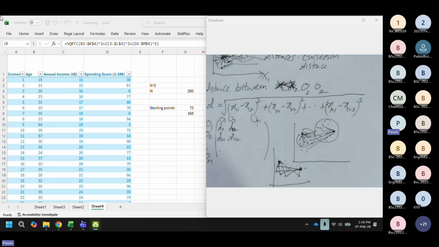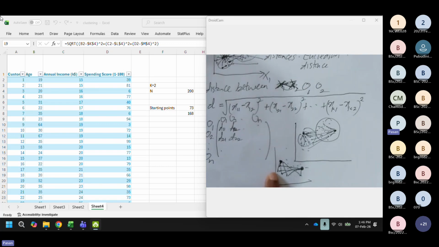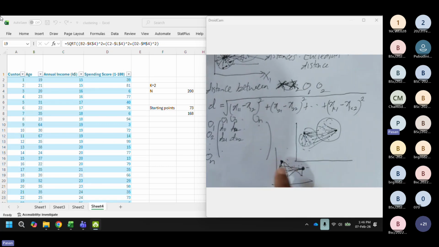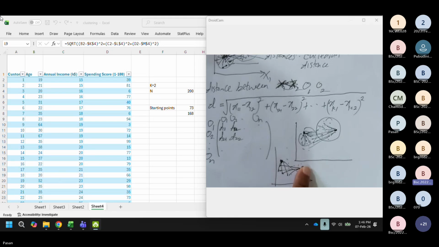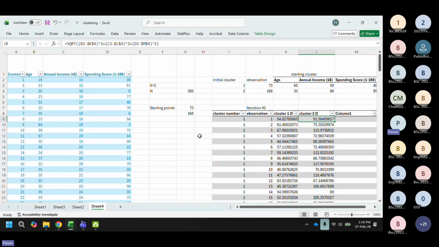And once you do that, you can see that if you take this observation here, it is much closer to this one than this one, right? And if you take this observation, you can see it is much closer to this one. So some observations you can put under the first cluster and some of them you can put under the second cluster, right? Like that, I can separate them into the two clusters.